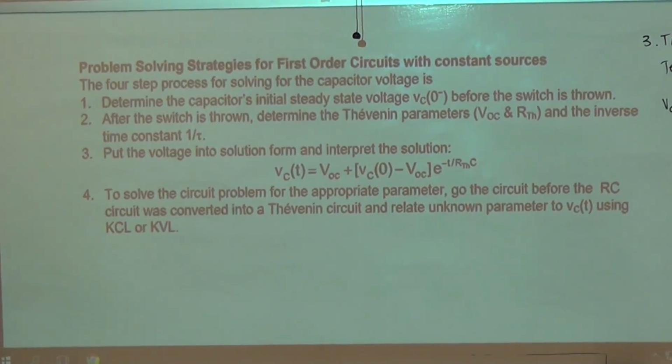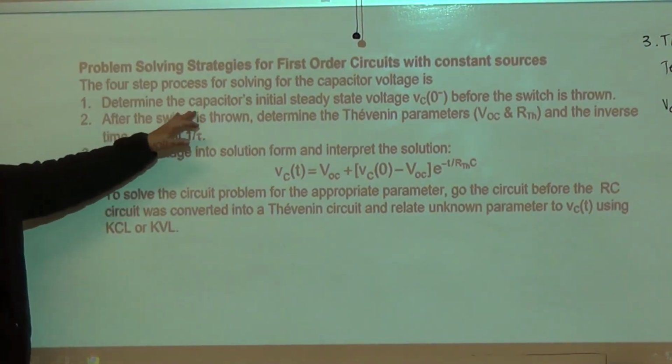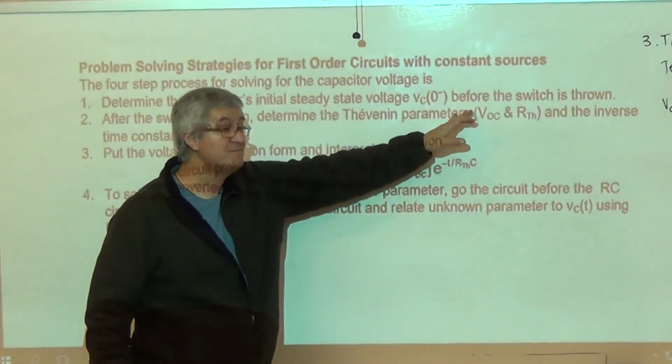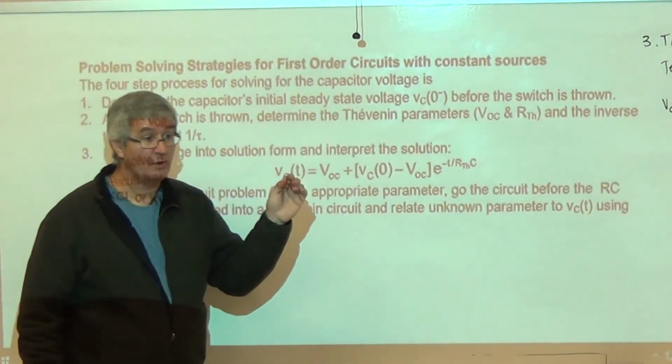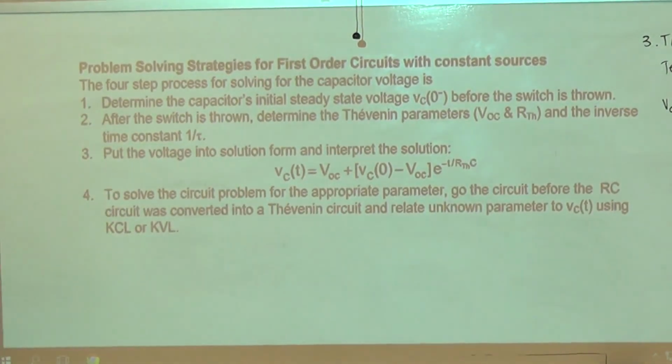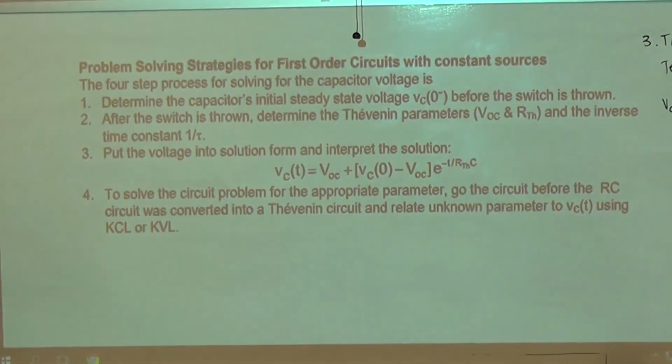What do I mean by the 4-step process? I want to determine the capacitor's VC of 0 minus before the switch is thrown. Whether the switch is thrown open or closed, by the way, that's one of the easiest errors to make: instead of the switch being open, you closed it. Man, I hate that. But I thank you for it too.